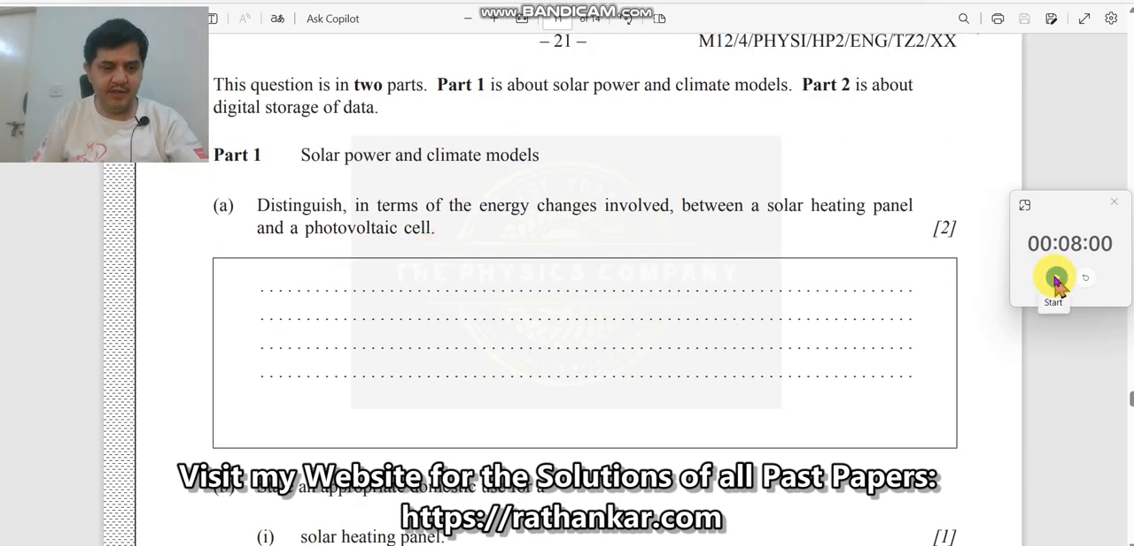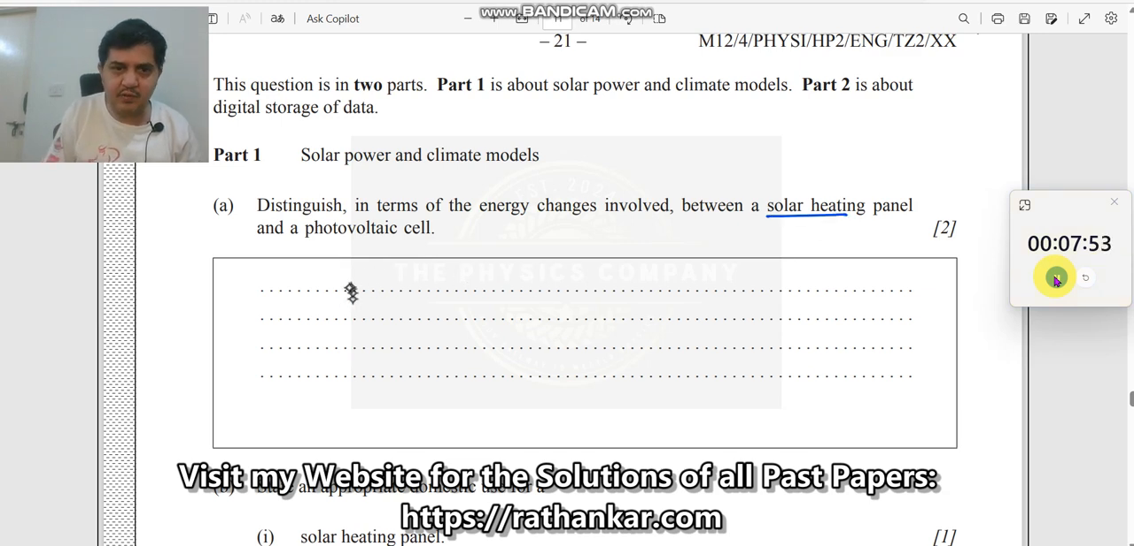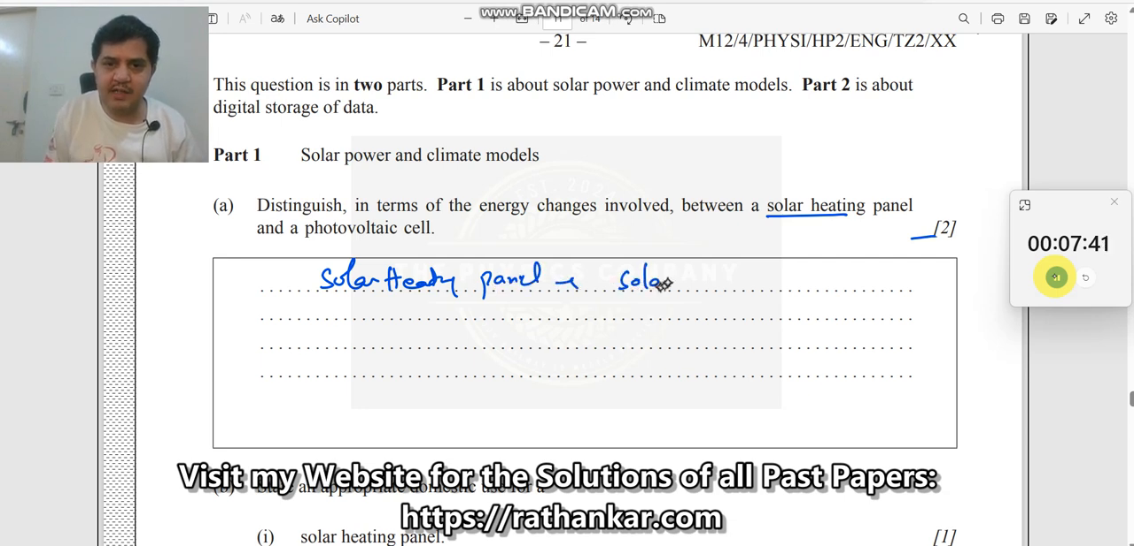Distinguish in terms of the energy changes involved between a solar heating panel and a photovoltaic cell. What is a solar heating panel? These are 2 marks, right? What does a heating panel do? It converts solar energy to thermal energy. This is what it does.